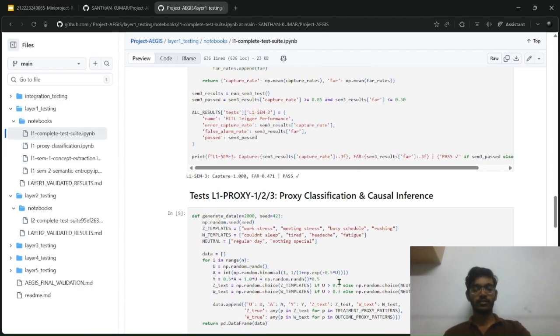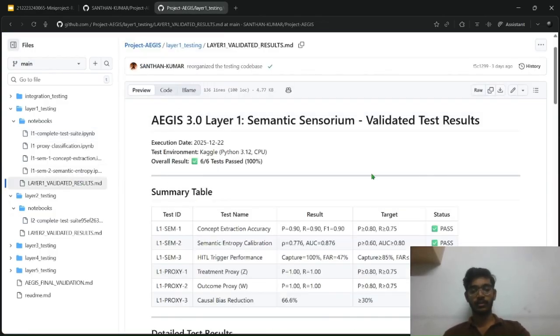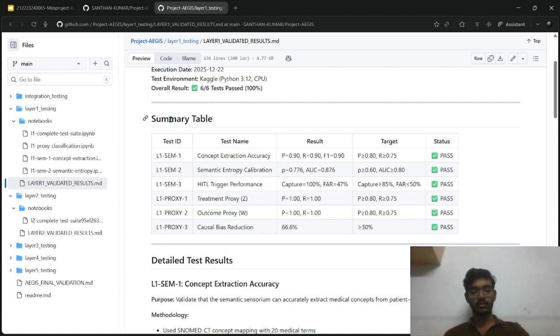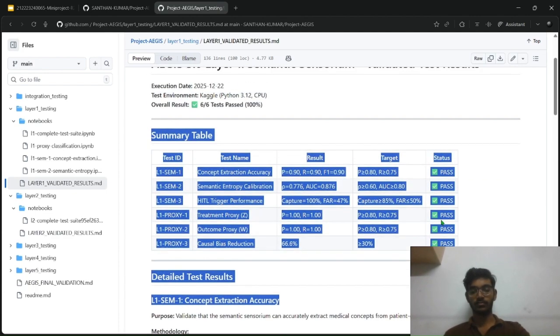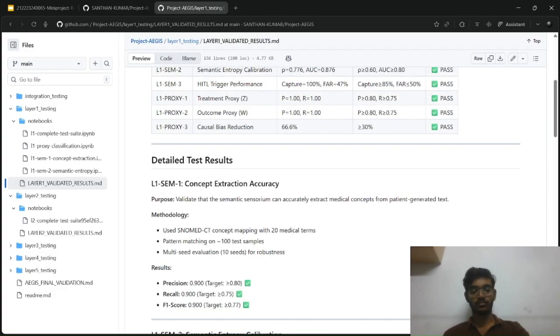And then similar test cases were passed for this, and looking at the whole set of test cases, these are the results produced by layer 1 in the Aegis architecture. Concept extraction accuracy was 0.9, but the threshold was 0.8, so the result is passed. And then semantic entropy calibration, and HITL trigger performance, which is 100% against a target of 85%, which is also passed. And similarly, all other test cases were passed.